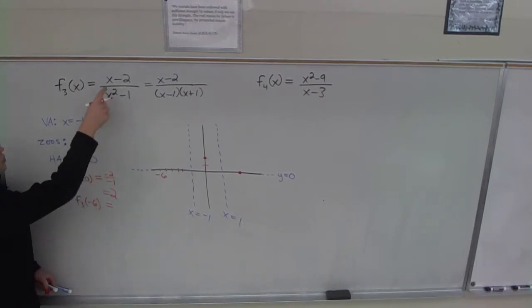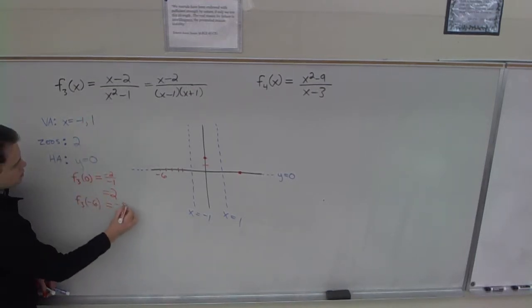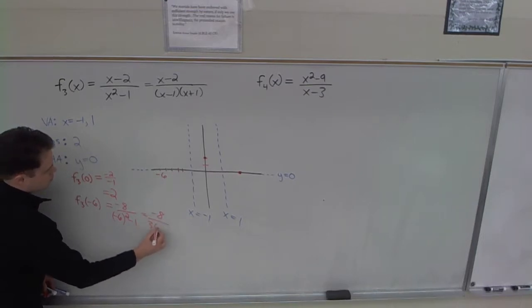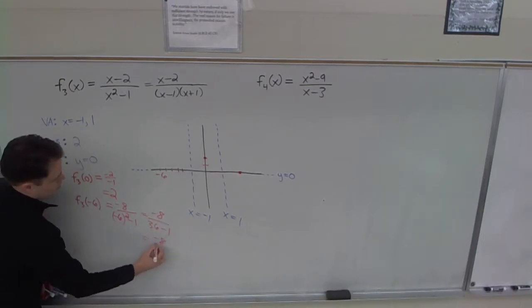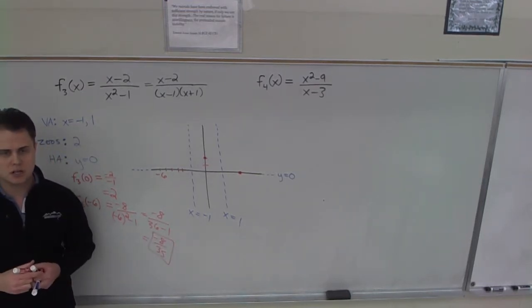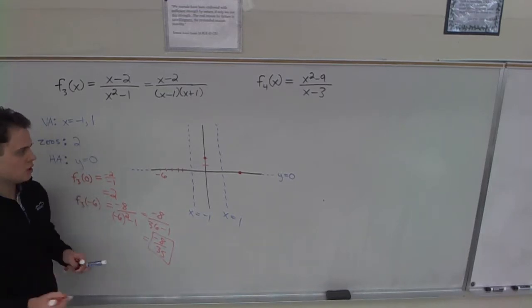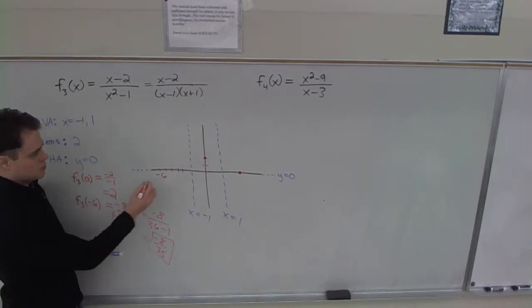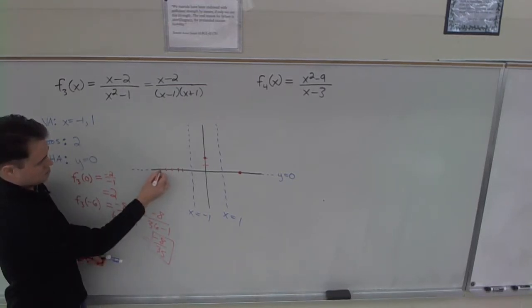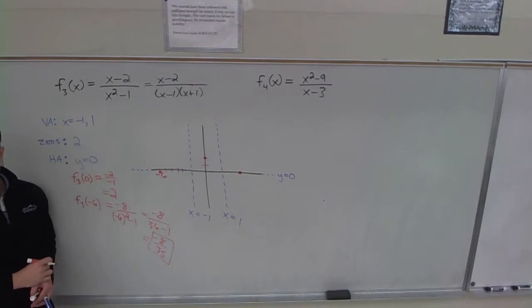This is cool though. So -6 minus 2 is -8. -6 squared minus 1 is 36 minus 1 is 35. Now that's some funky fraction. Don't let the funky fraction bother you. All you care about is, is it negative or positive? It's negative, so is it above or below? Below, and just a teeny bit, right? -8/35. Right there. Let's see if that's enough points.